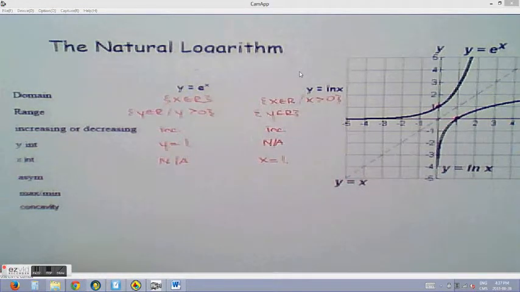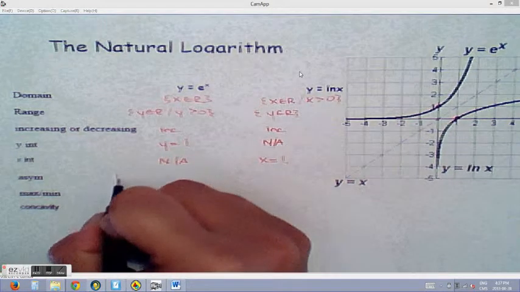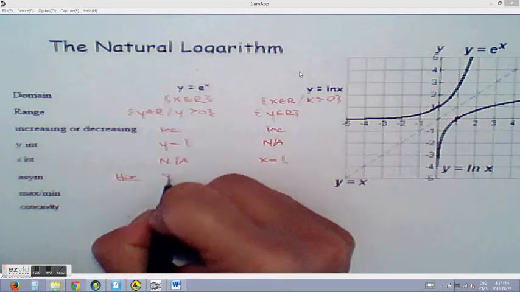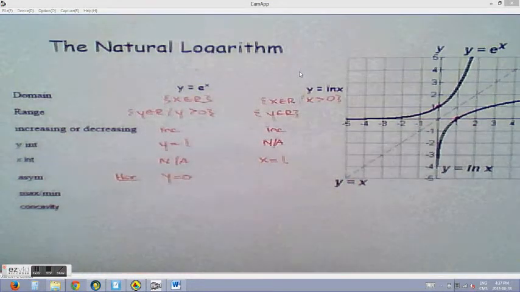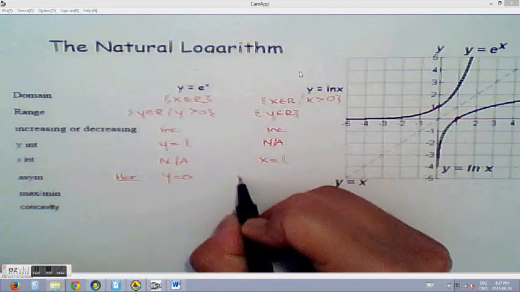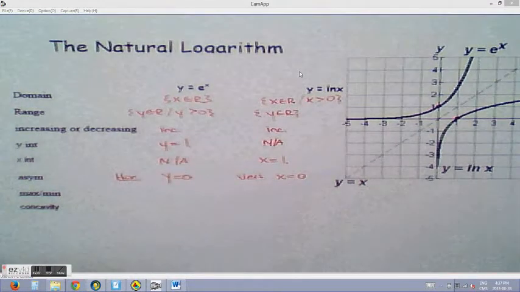Okay, so asymptotes. Looking at e to the x, there is a horizontal asymptote at y is equal to 0, so the x-axis. And for ln of x, there is a vertical asymptote for x is equal to 0, so it is the y-axis.